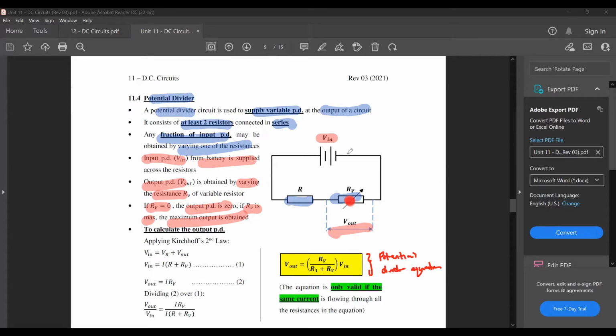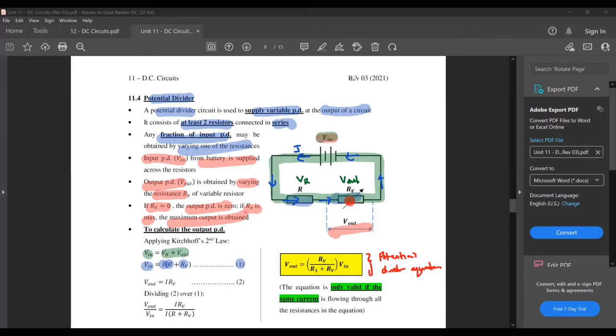So now, let's just say for this circuit right now, I want to apply Kirchhoff's second law for this loop. V in is equal to VR plus V out. Okay, I get this. And then notice also that because this is connected in series, the same current flows through them. So V in is actually equal to IR plus IRV. Okay, this is the first equation.